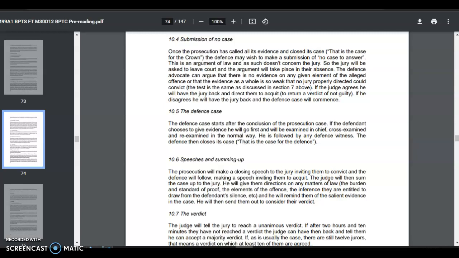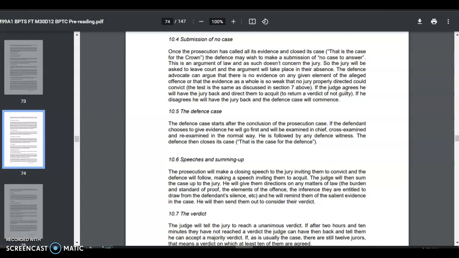As with prosecution witnesses, defense witnesses cannot go into the court before they give their evidence. But once their evidence is completed, they can remain for the remainder of the case. If the defendant chooses to give evidence, he will give evidence before any other defense witness.